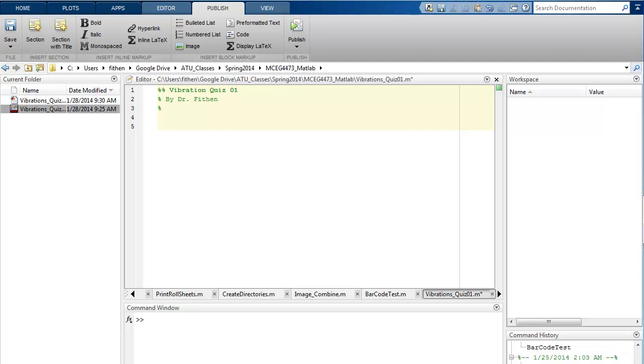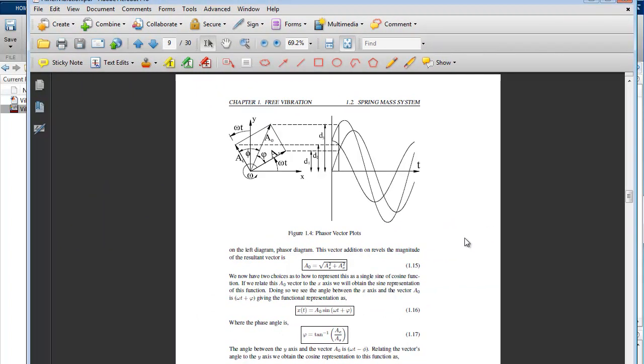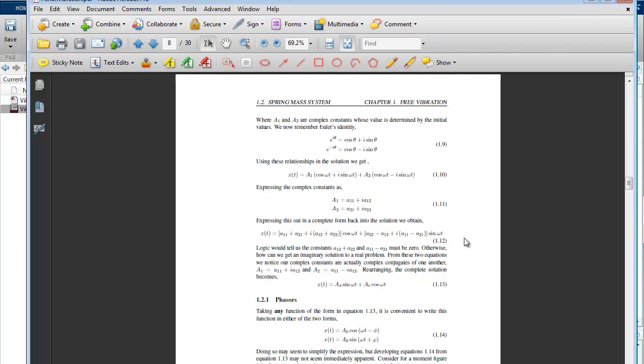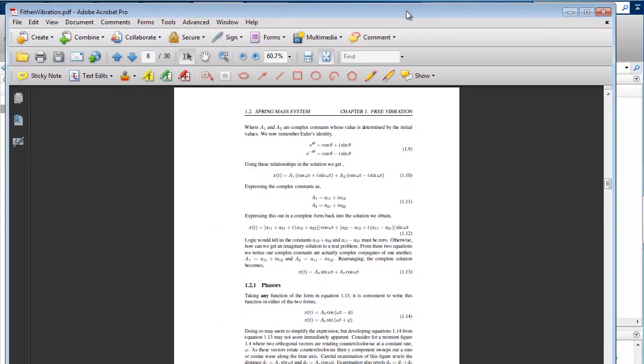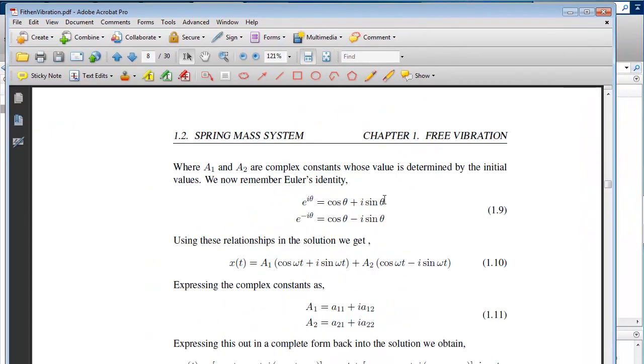All right, let's do the first quiz. The first quiz, what I want to do, and I want you to do it, I will place an incomplete file out there and I want you to finish it. But let's take a look at some of this. So what I want to do is, to a certain degree, prove a few things here.